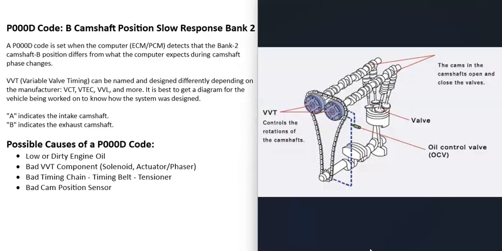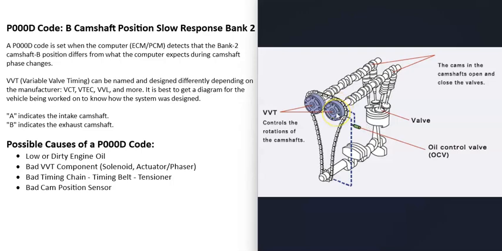The next thing that could cause this is that there's some kind of issue going on with one of the variable valve timing components. And these systems can be named differently, they could be designed differently, depending on the manufacturer, the year, the vehicle, things along these lines. So if you do go to work on your vehicle, be sure to get a diagram of the variable valve timing system. That way you know for sure what's going on.